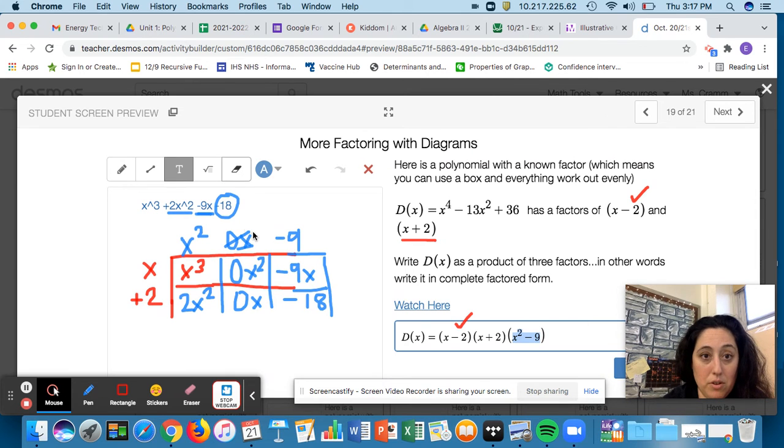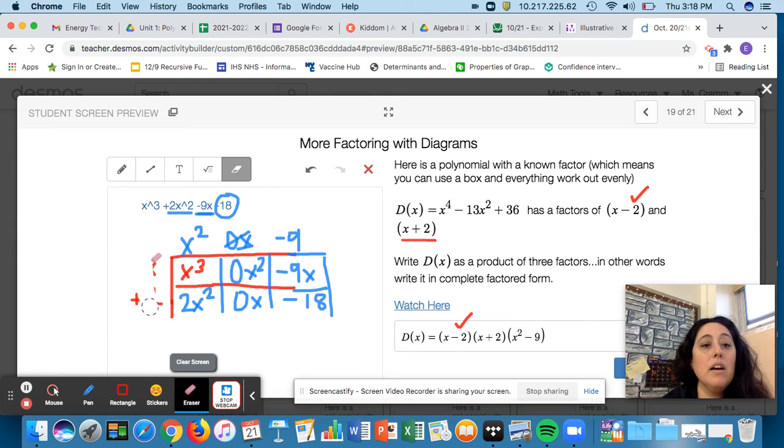Actually, let me just do, oh, I'm trying to erase it with the wrong eraser again. Okay. All right.